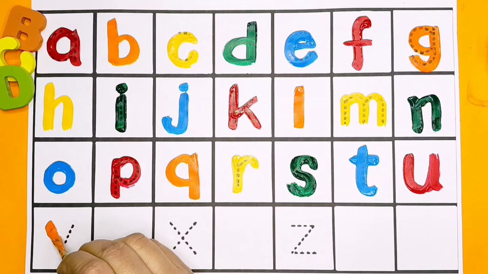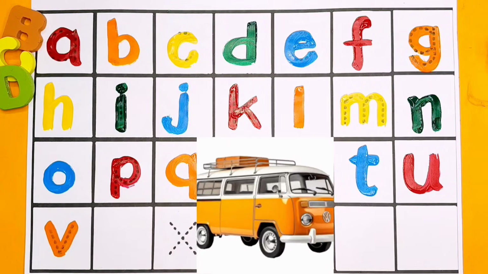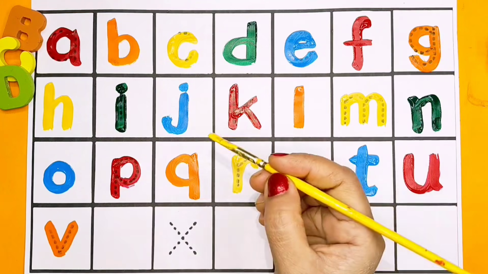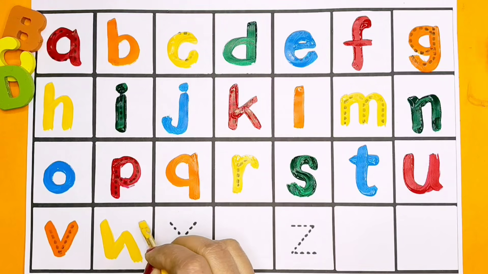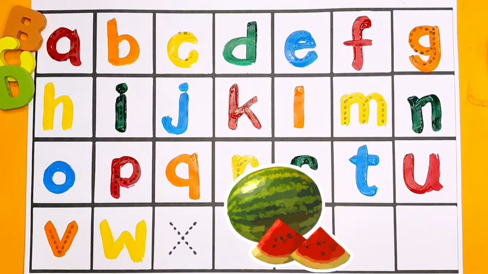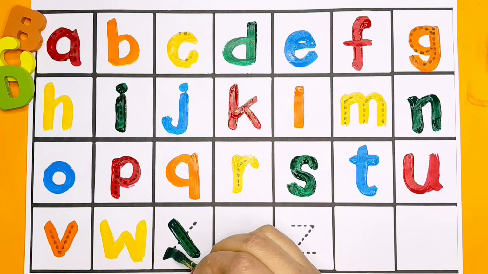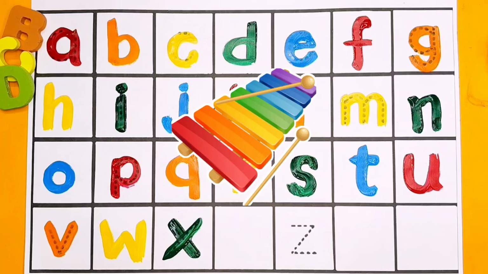Orange color. V. V for van. V for van. Yellow color. Missing letter W. W for watermelon. W for watermelon. Dark green color. X. X for xylophone. X for xylophone.